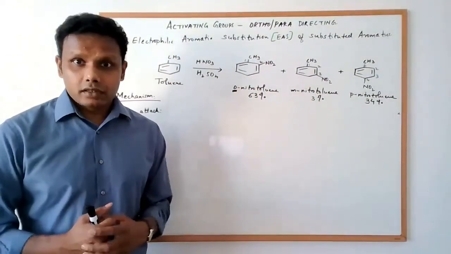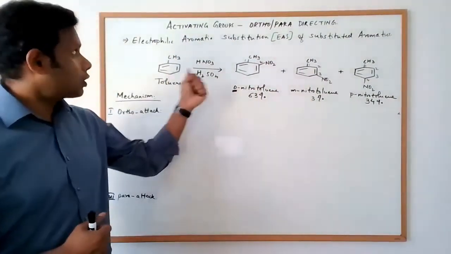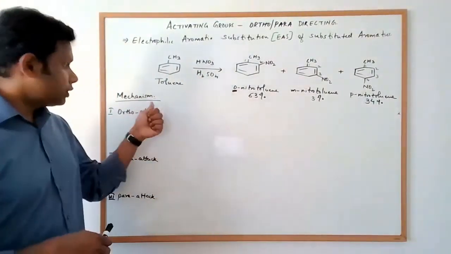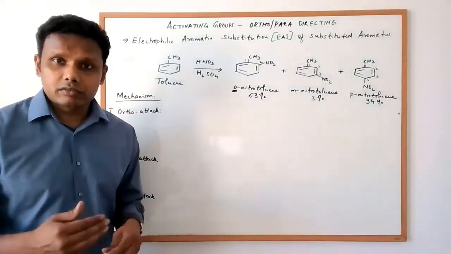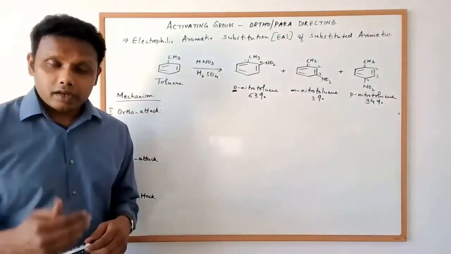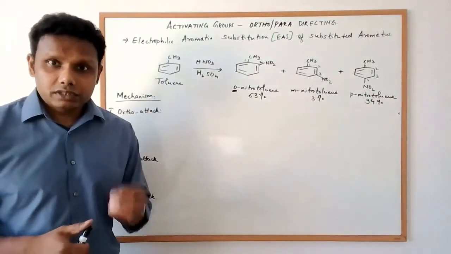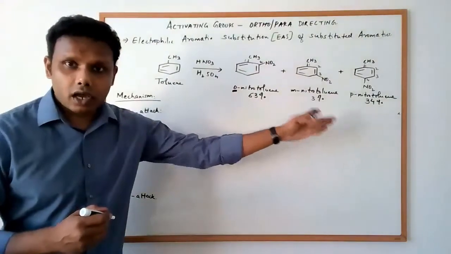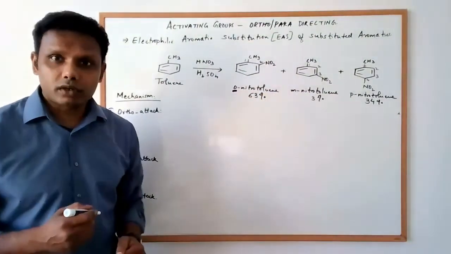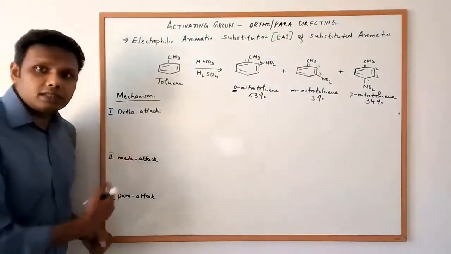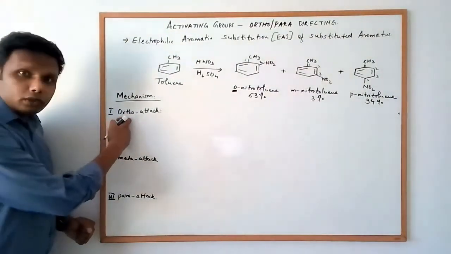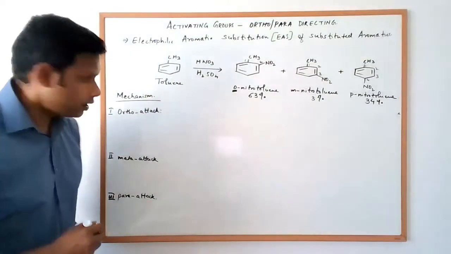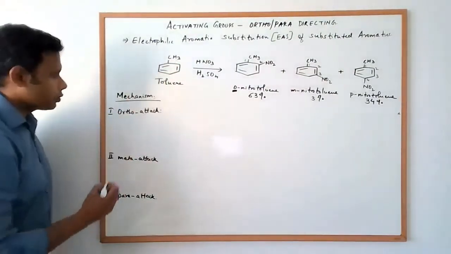To understand the origin of this ortho-para directing effect, we're going to examine the mechanism of this reaction in detail with a focus on each of these products. How is each one of these products formed? So we're considering three scenarios here. We have the ortho attack, the meta attack, and the para attack. Let's consider the ortho attack first.